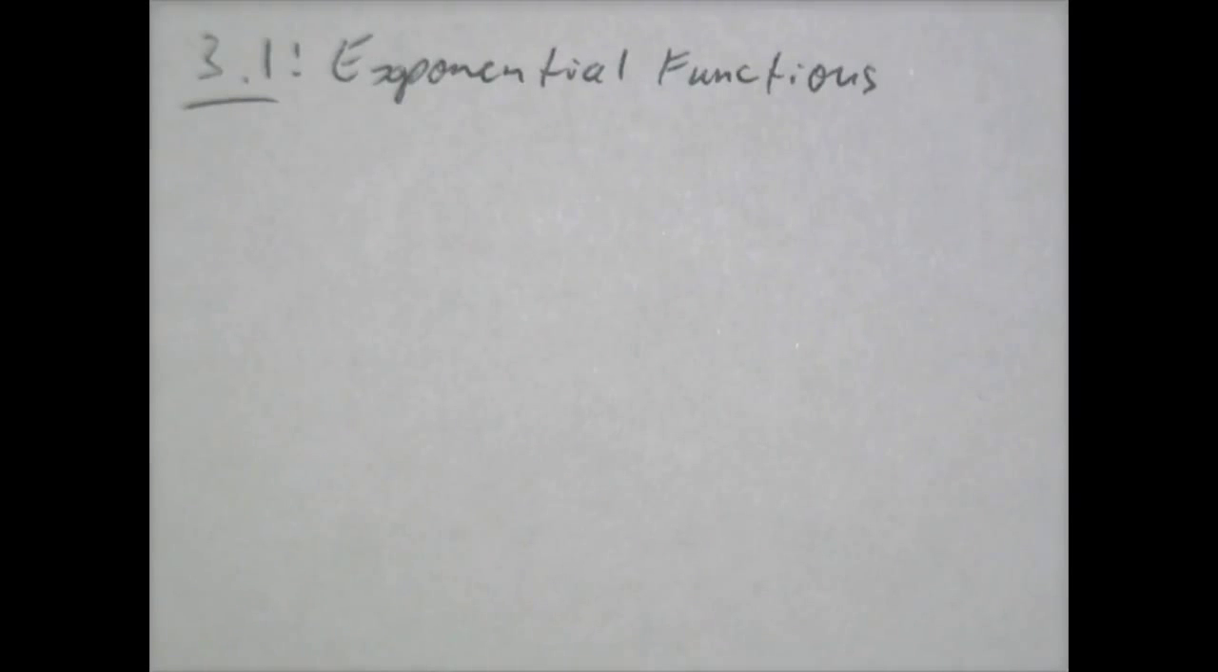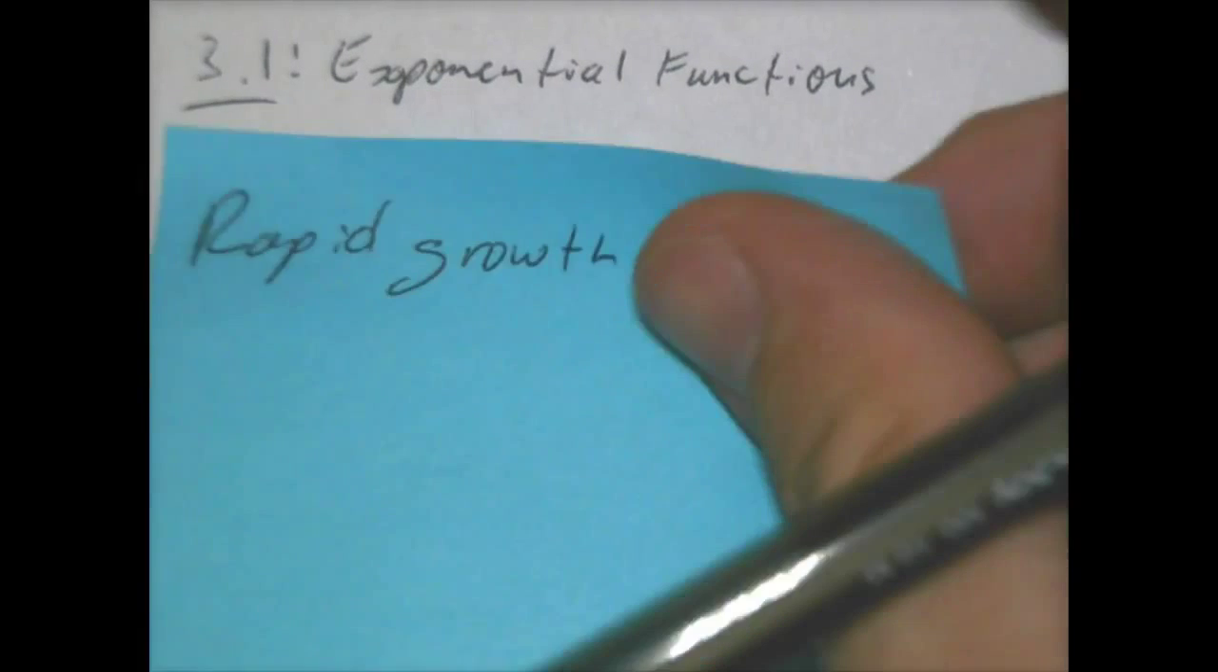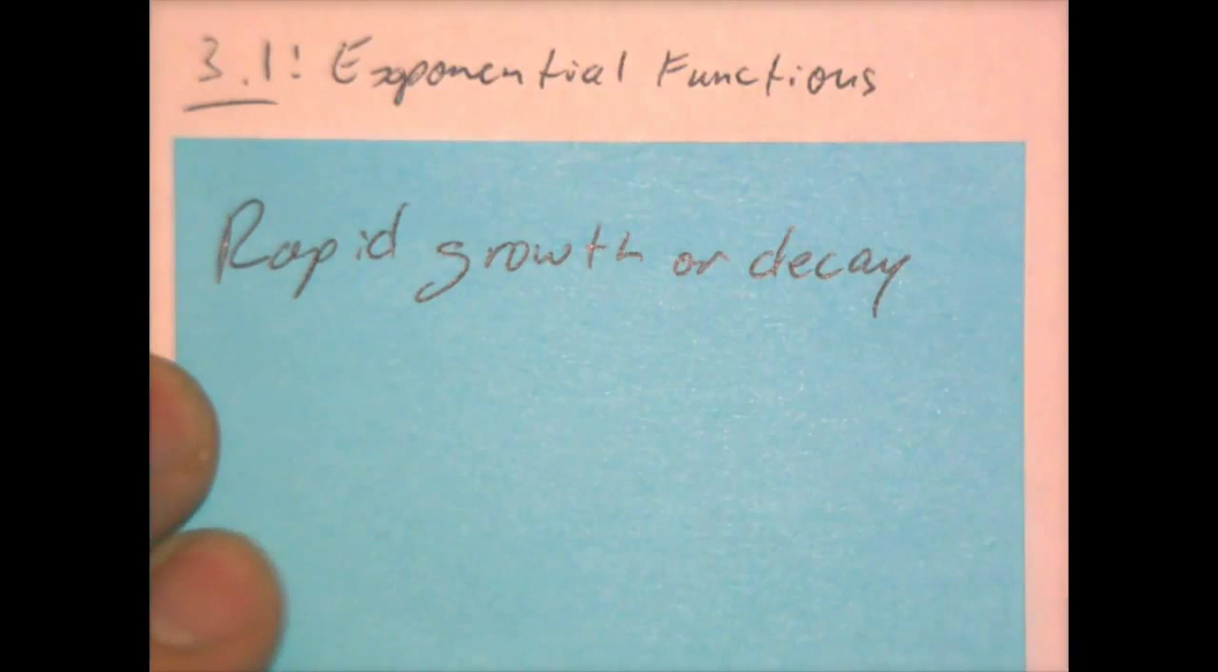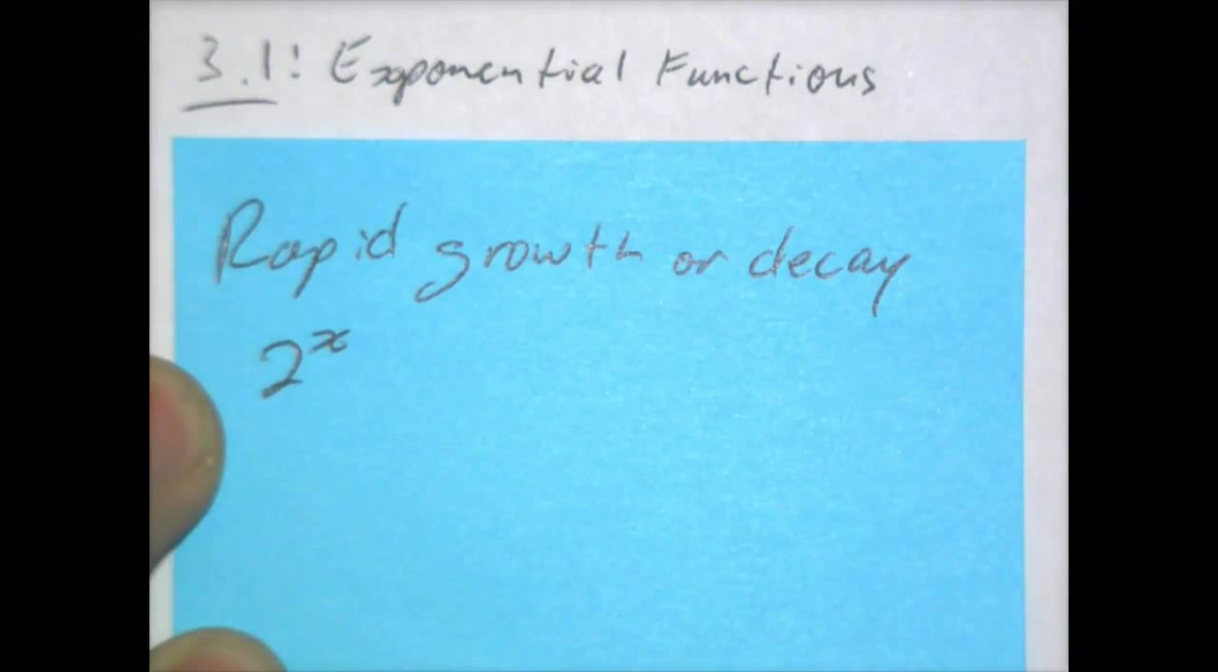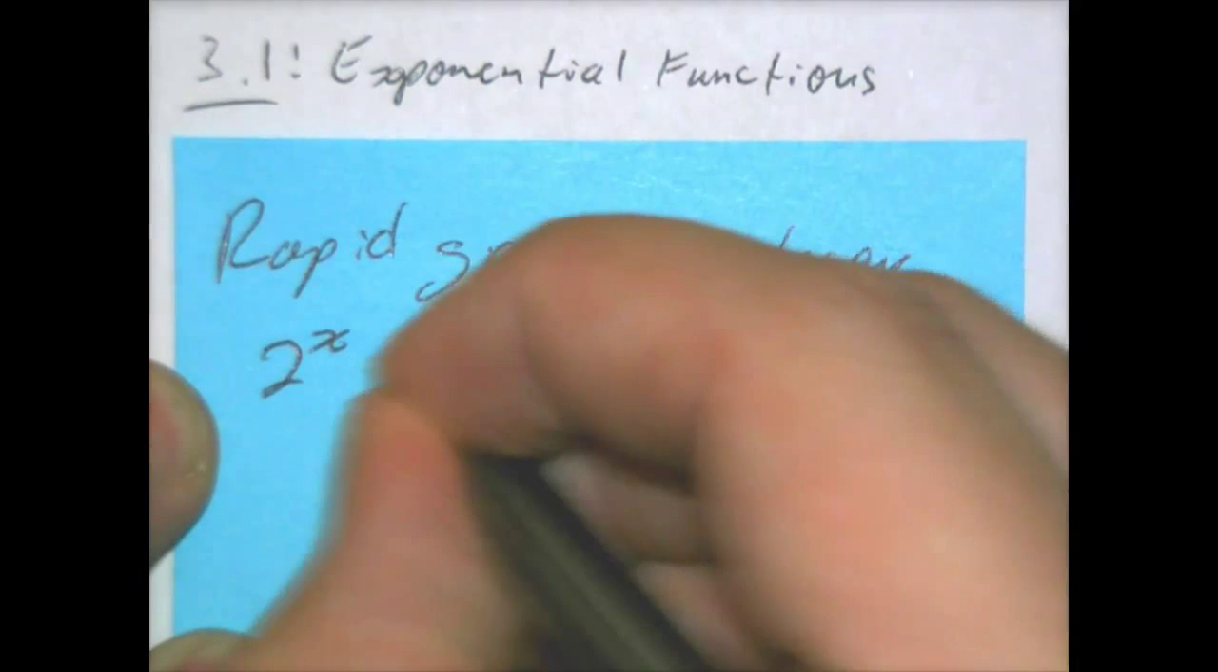How's it going, everybody? In this video, I'm going to be talking about section 3.1, exponential functions. First, we must ask the question, what is an exponential function? Well, an exponential function is something that shows rapid growth or decay. So, for instance, 2 to the x is an exponential function.